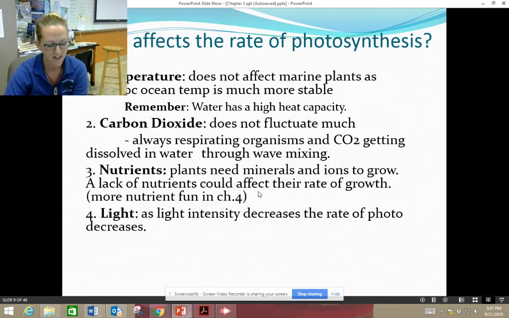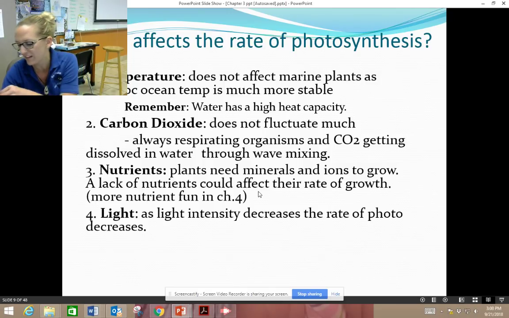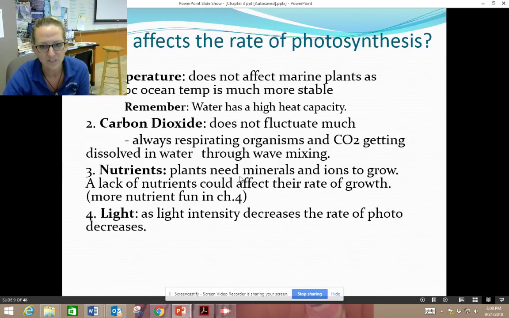So much fun. And then we see, you know, in Florida, the Indian River Lagoon, the result of too many nutrients. It's like steroids for these plants. It is insane. And they will just go into those huge harmful algal blooms. And then light. This is our fuel source. So as light intensity starts to decrease, our rate of photosynthesis or primary productivity will also decrease.